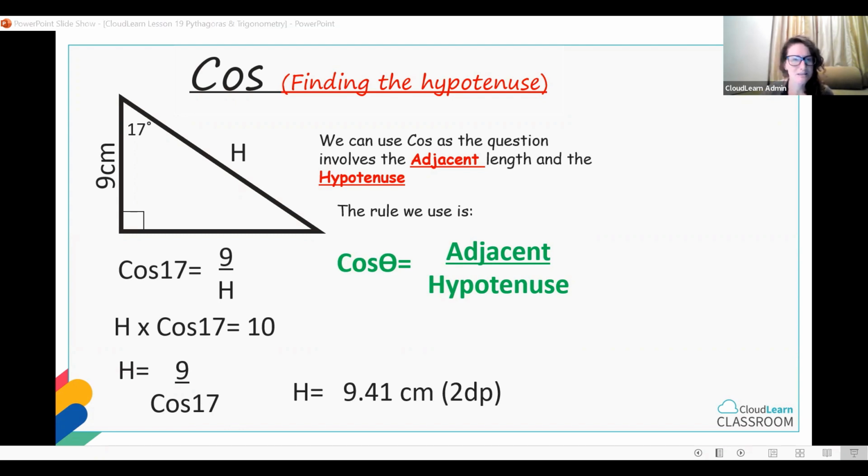Why did it change to 10 on the second line? I think that is just my error. Yeah, thank you for pointing that out. I'm very sorry. I don't know why that's changed from 9 to 10. I think that is literally just an error in the PowerPoint there. Quite right, that should have been 9 there, and then 9 divided by cos 17. So very sorry about that. Thank you for pointing it out. I'll change that later. Okay.